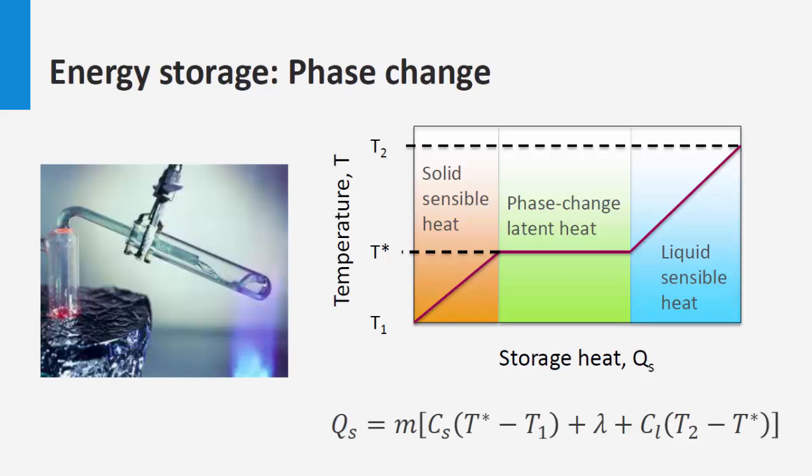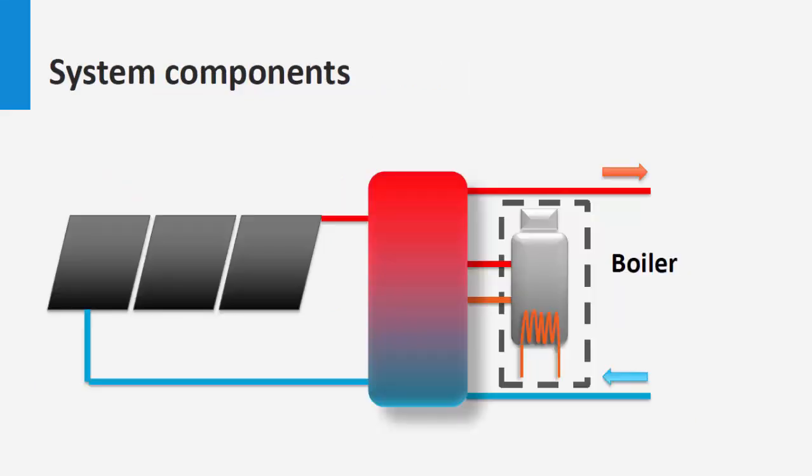Some systems include a boiler as a backup. Its main function is to provide the necessary energy when the solar power is not sufficient. It is basically a normal heater that adds the remaining heat needed to achieve the desired temperature. The boiler normally uses either natural gas or oil to function.